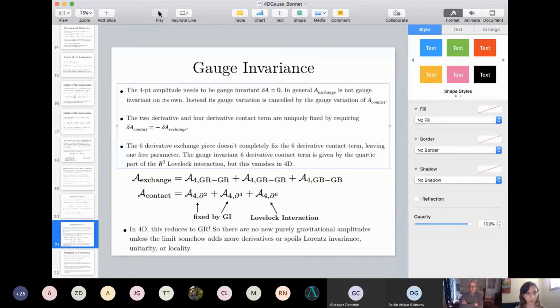So today I'm going to talk about 4D Gauss-Bonnet theory from an amplitudes perspective. This is work done in collaboration with James Bonifacio and Kurt Hinterbichler.